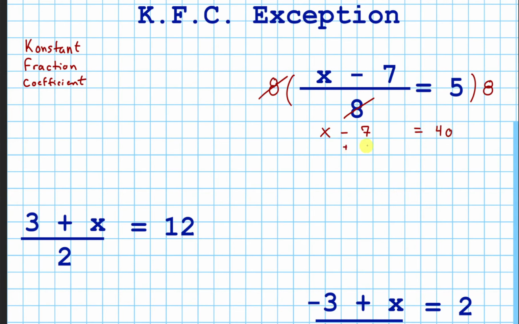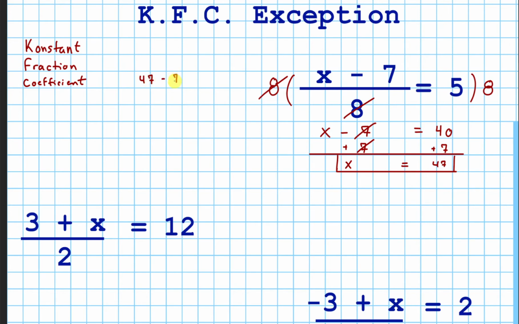And then I'll add 7 to both sides. Add 7 to both sides. Slice and dice. And we end up with x equals 40 plus 7, so 47. We end up with a completely different answer, almost half as big. Let's see if it works.